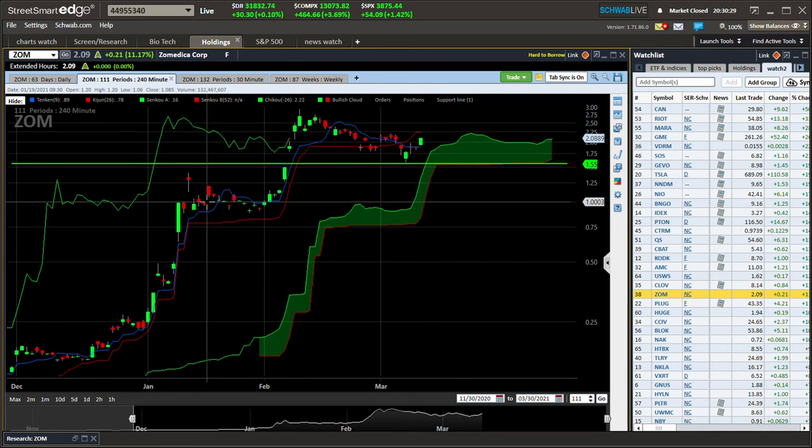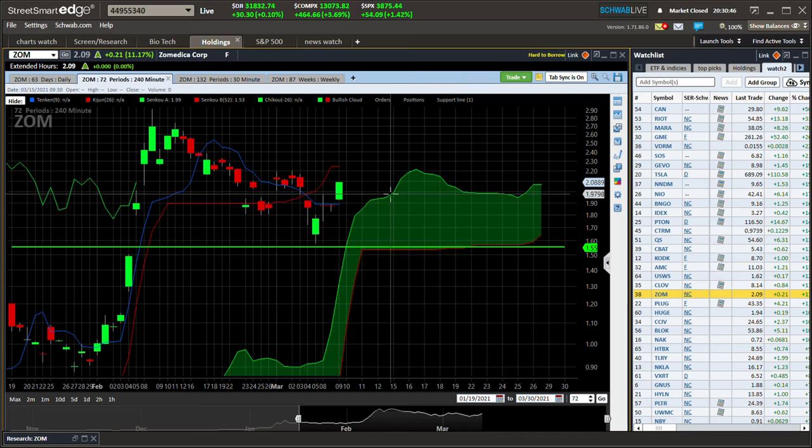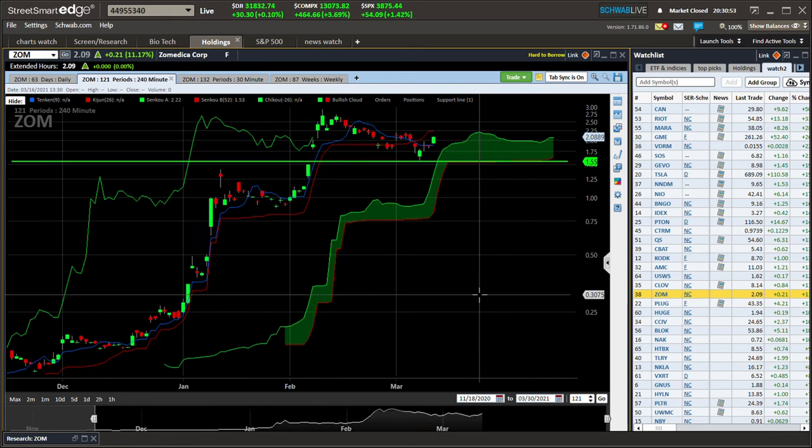Look at all these little small candles that put it in this area here. Just kind of danced around before making another big bullish move. We're kind of seeing the same thing right here, right now. Some of these little tiny candles. Looks like there's two dojis right here.